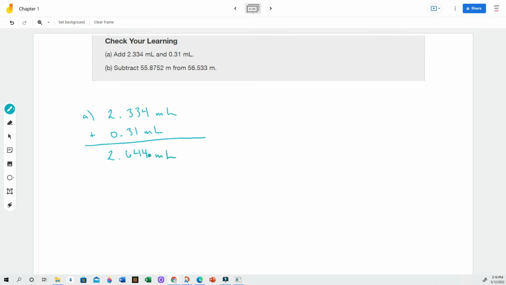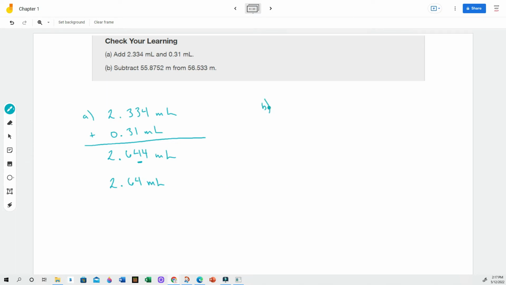Now let's round that to the correct number of sig figs. So again, I'm looking at decimal places. My first number here has 3 decimal places. My second number has 2. So my answer must also have 2 decimal places, which means I'm rounding at this 4 right here. There is a 4 to the right, so I'm going to round down. So my final answer is 2.64 milliliters.